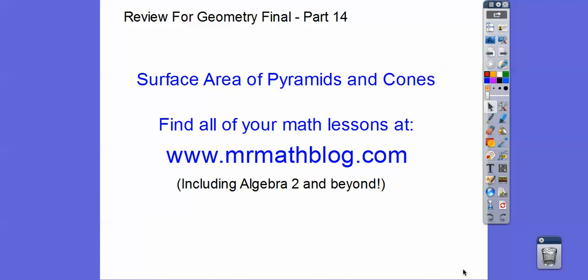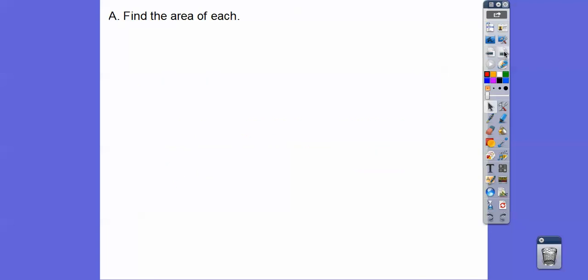This is on surface area of pyramids and cones. So in the last lesson we did prisms and cylinders, surface area, along with area of regular polygons. So this one's pyramids and cones. This one's a little bit faster, I think, than the last one here, you guys.